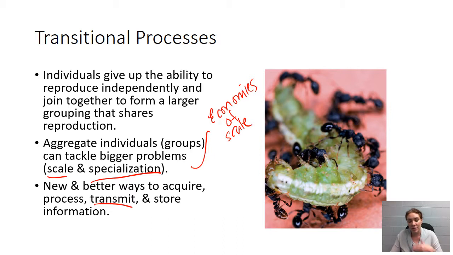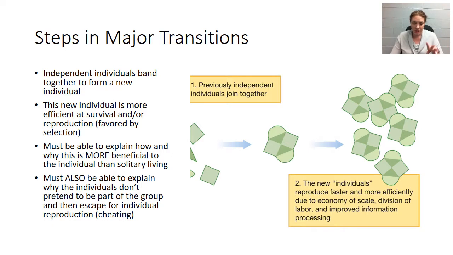So getting bigger and more complex should be favored by natural selection. And that fits well with what we've already kind of seen, which was that increase in both size and complexity. So for this to work, this is the general process that we kind of think things go through. The independent individuals first start banding together to form a new individual. And this is like those slime mold cells starting to come together and aggregate with each other. This new individual has to be more fit for natural selection to favor this. So it has to be better at survival and or reproduction. Otherwise, natural selection is going to weed it out.